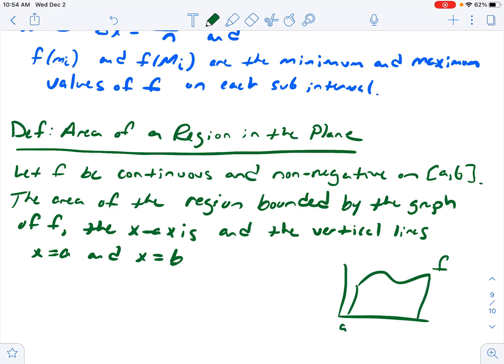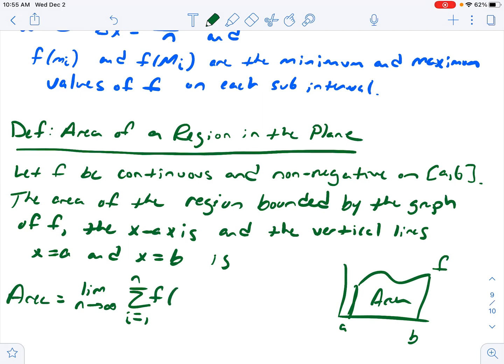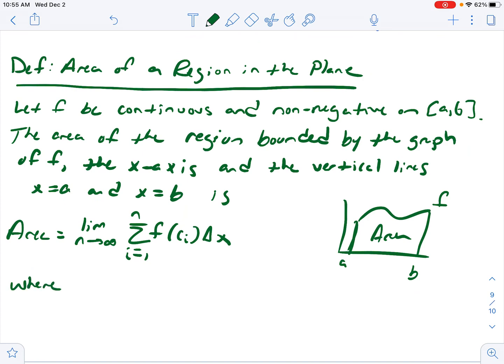So again, just in general, we have some function f on the closed interval a, b. We're drawing vertical lines at a and b, and we're finding this area right here, okay? So we're bound by the graph, the x-axis, and those two lines, okay? And this is given by area equals the limit as n goes to infinity of the summation as i goes from 1 to n of f of c sub i delta x, where, again, delta x equals b minus a over n, and these c sub i values can be any value on any given sub-interval.